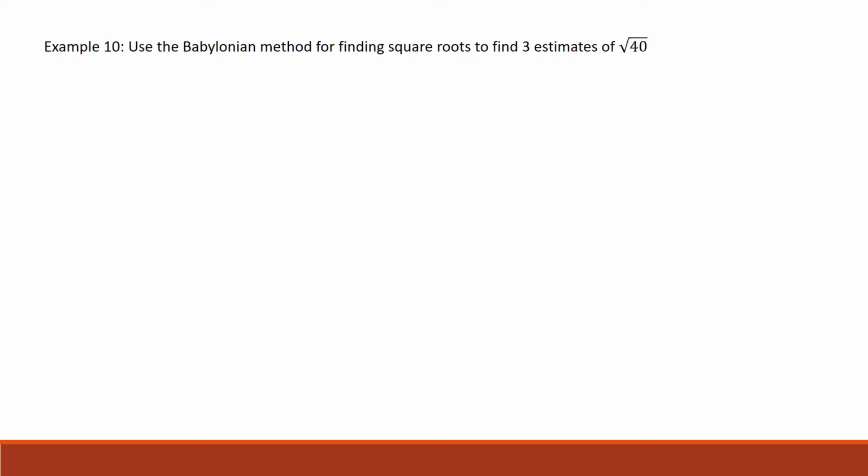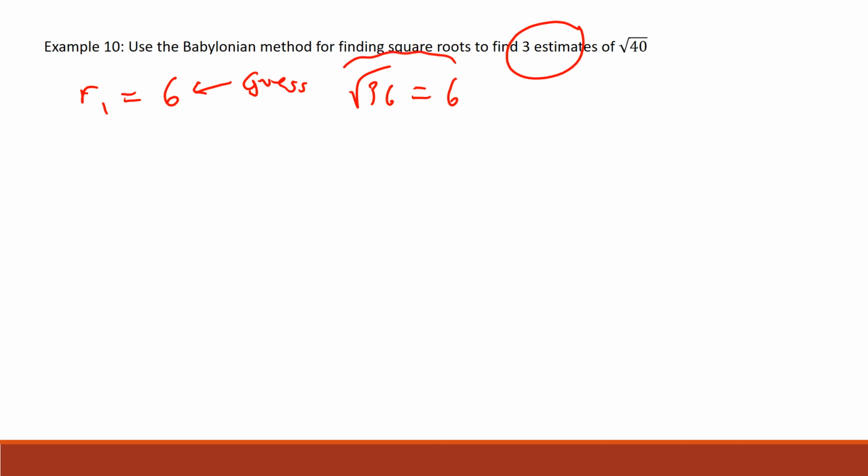Okay, use the Babylonian method for finding the square roots. Find 3 estimates. R1. R1 is a guess. We already guessed 6, because the square root of 36 is 6. Did I say 60? You know what I meant. I meant 6. Square root of 36 is 6. So that's our first guess. You do have to know some basic square roots to get the process started.